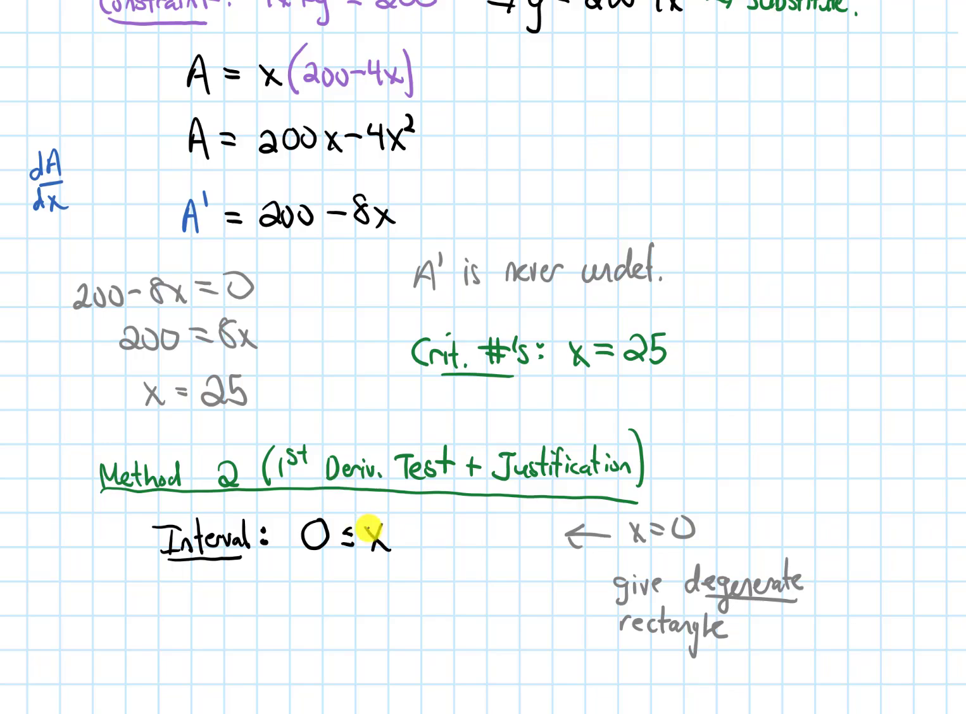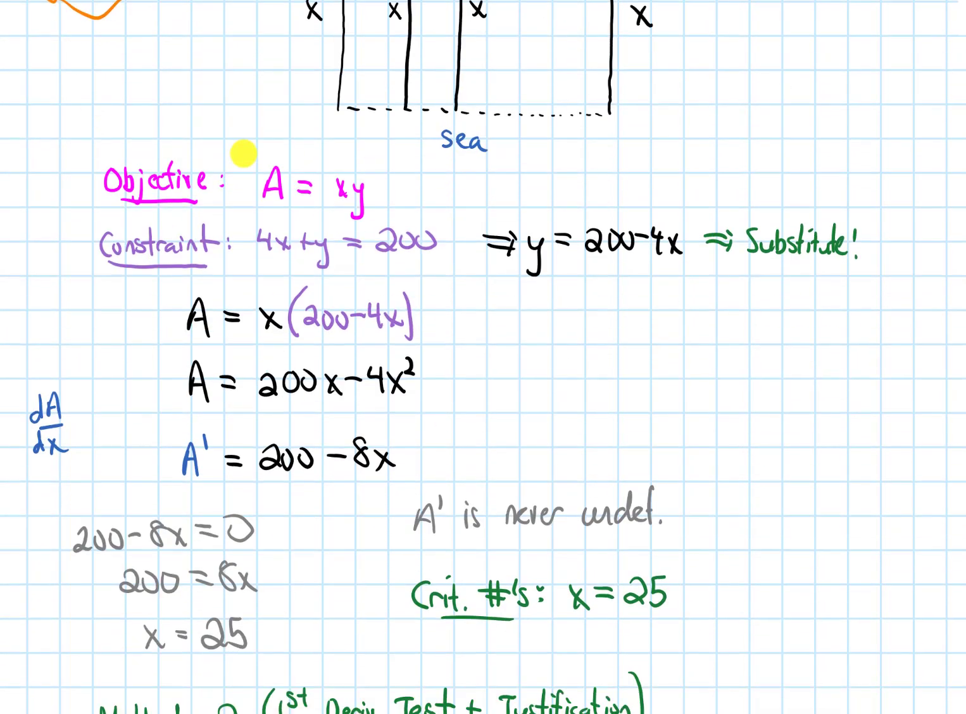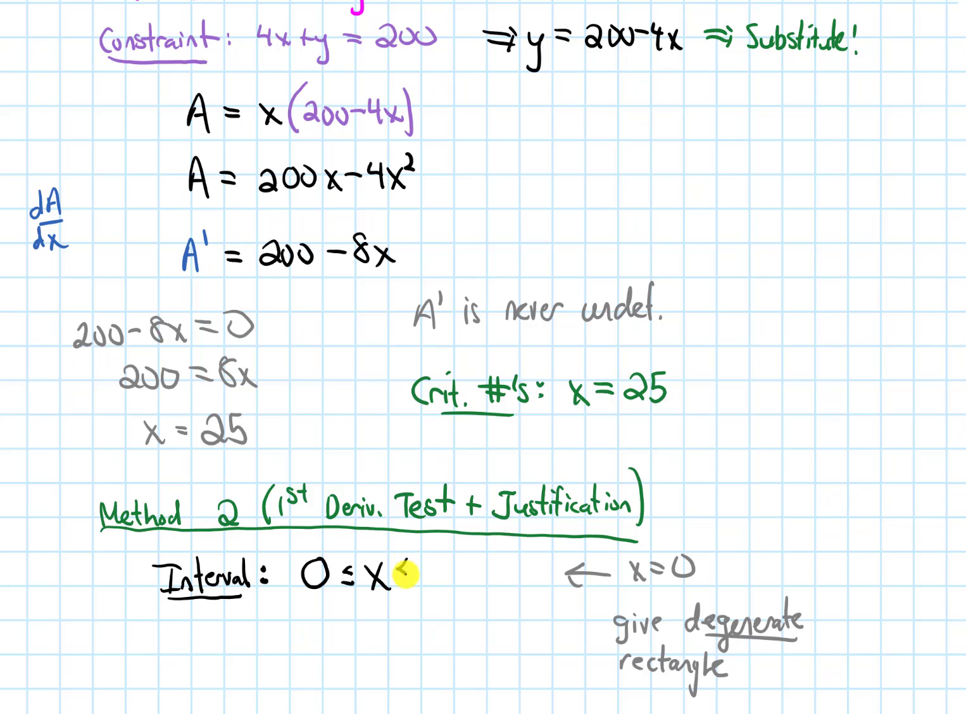And what's the biggest x could be? The biggest x could be is actually 50, because if it was 50, we'd get 50 here, 50 here, 50 here, and 50 here. Those would add up to 200, and that would make the y value be 0. That would give us another degenerate rectangle. So the biggest x could be is 50. I could even say x equals 0 and x equals 50 both give me degenerate rectangles.